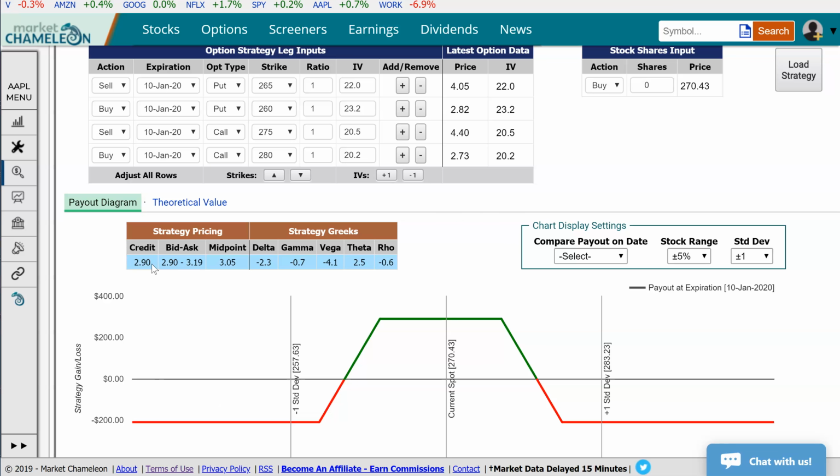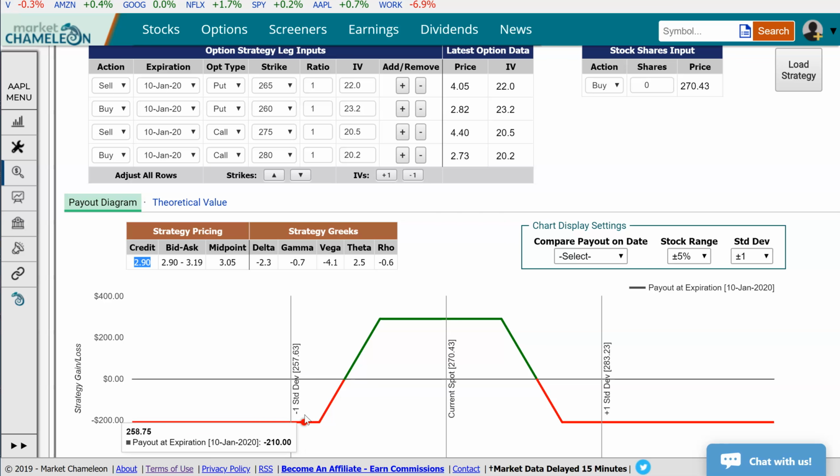So you see we collected $2.90 for selling those vertical spreads. And if the stock ends up anywhere in this range between 265 and 275, then that's where we maximize our profits and we basically keep this credit that we've collected. Once it moves outside there, you can see the graph starts going down. These are our break-even points.